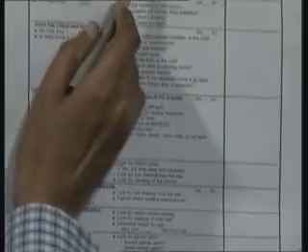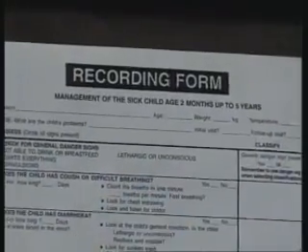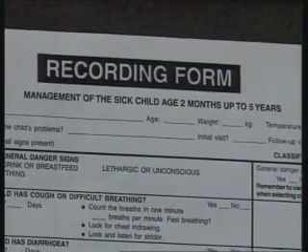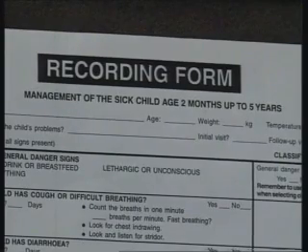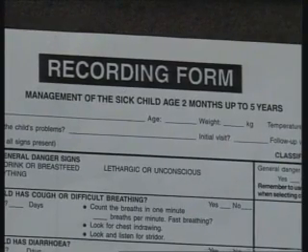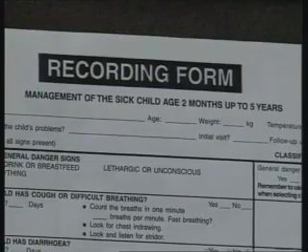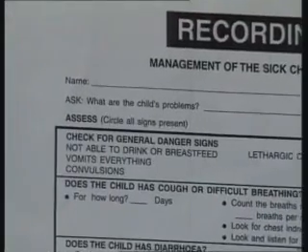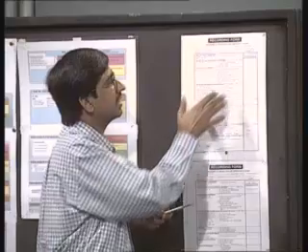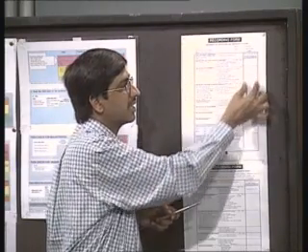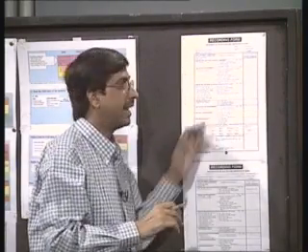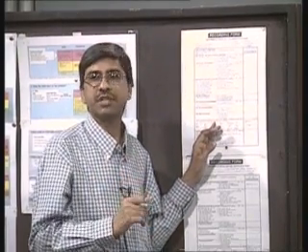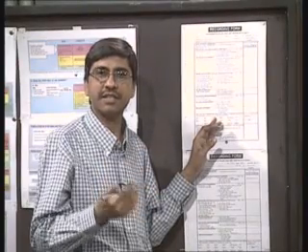It is written Management of Sick Child age 2 months up to 5 years, because the recording form for a child up to 2 months is different from the one you use for the age from 2 months up to 5 years. This is the front portion of the recording form, where we make our assessment and our classification. On the back of this recording form is where we will write the treatment of the child. That we will discuss a little later.